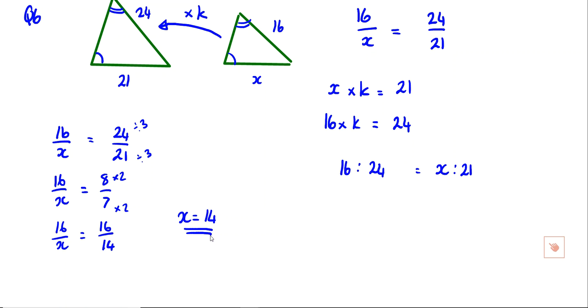All right. Just to show you how it would work using this method, I can say, same thing here, I can divide both sides by 16. Are you happy with that? I'm going to work out what k is. So k equals 24 divided by 16. Make sense?